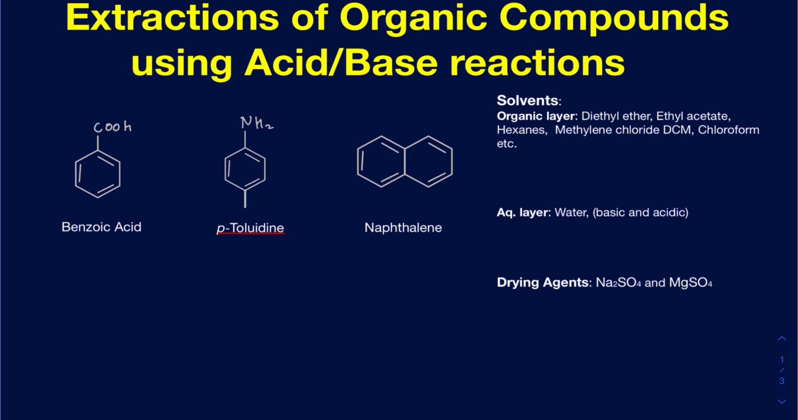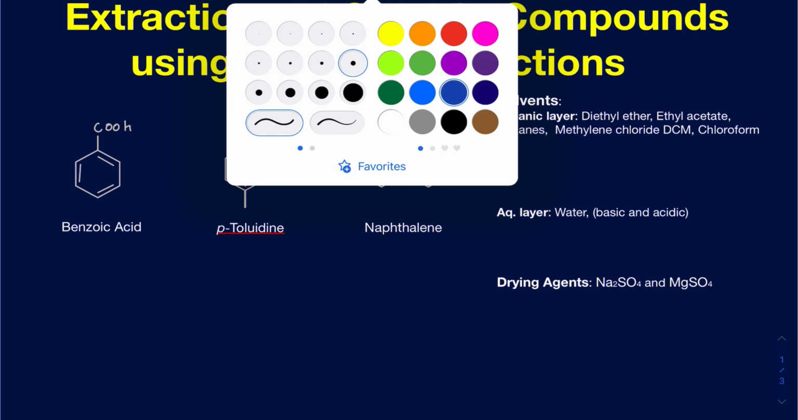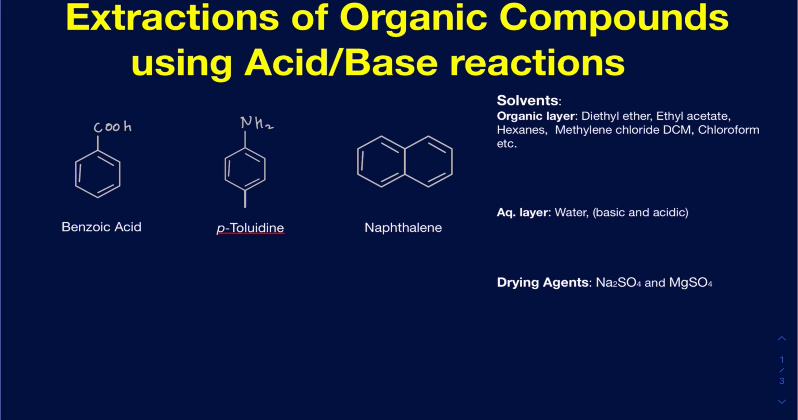So we've got benzoic acid, para-toluidine, and naphthalene. If we look at their characters and functional groups, the benzoic acid, since it's got the carboxylic acid group on here, is going to be an acid. The second one is a base, and the third one is neither of them. It does not have any basic or acidic properties. So I'm going to call benzoic acid A, toluidine B, and naphthalene C.